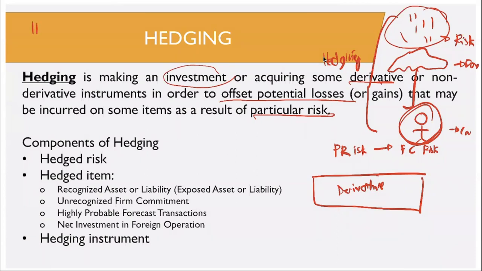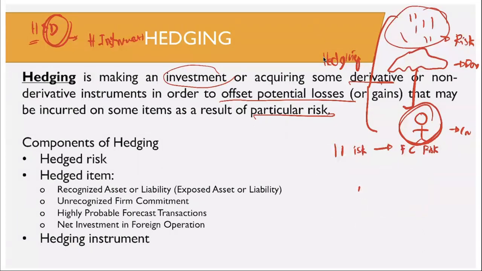That's why hedging and derivatives will always go together, because one important element to hedge is the use of a derivative. Your derivative here is known as your hedging instrument. Since we have talked already about the hedging instrument, let us discuss the components of hedging. So what are the components of hedging?